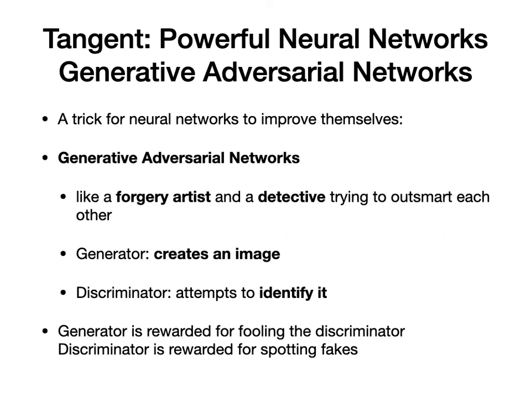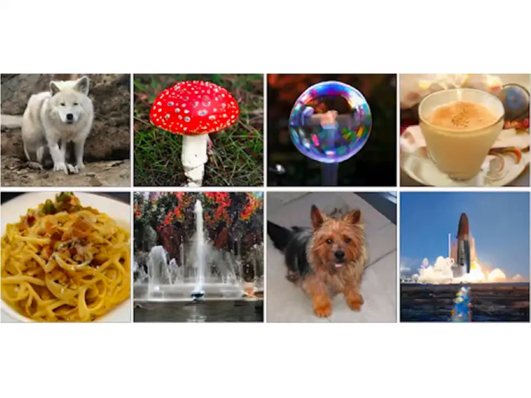So the generator is the forgery artist. It's going to try and create an image. The discriminator is going to attempt to identify it. The generator gets rewarded for fooling the discriminator, and the discriminator gets rewarded for spotting fakes. So the generator is moving further and further into a space where, hey, I make very real images. The discriminator is moving into a space of, hey, I'm good at spotting fake images. They fight, they butt heads against each other over and over, and then we get images like these.